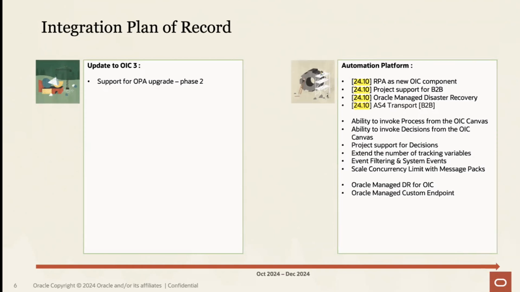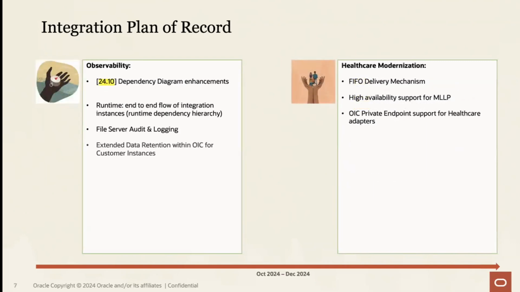We also are continuing to build on things like the ability for you to invoke process from OIC Canvas, the ability for you to invoke decisions from OIC Canvas, and project support extending to these features. And we are continuing to build a lot of observability. So one of the highlights is that file server audit and file server logs will be available so that you can understand what activities are happening on the file server. There's also extended data retention that we've enabled for specific features within OIC.